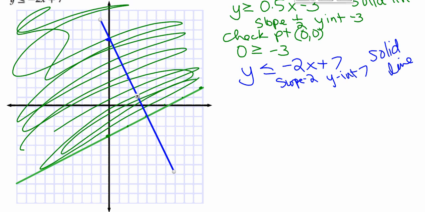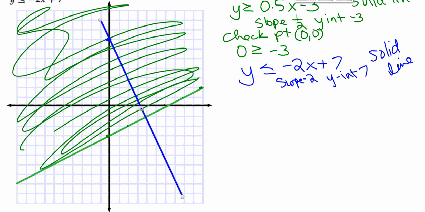When I checked 0, 0 on the green line, the line doesn't go through there. I checked it, it worked. If it's true, then I shade there. If it had not worked, if it had been false, because 0 is greater than -3. So that's true. So I want to be shading past 0, 0. If it was false, I would not want 0, 0 to be shaded. Let's see what happens on this one.